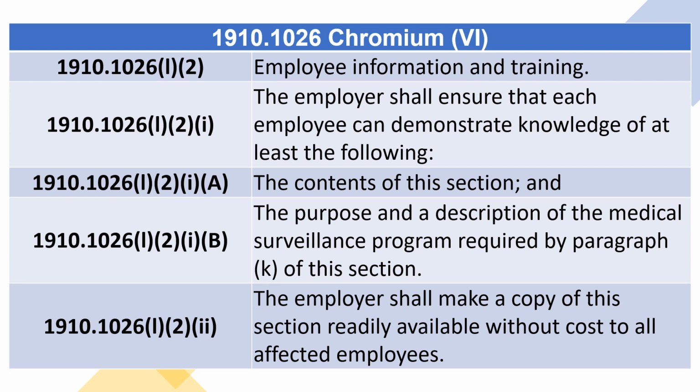1910.1026(l)(2), Employee Information and Training. 1910.1026(l)(2)(i), the employer shall ensure that each employee can demonstrate knowledge of at least the following. 1910.1026(l)(2)(i)(A) through (B): the contents of this section, and the purpose and a description of the medical surveillance program required by paragraph (k) of this section. 1910.1026(l)(2)(ii), the employer shall make a copy of this section readily available without cost to all affected employees.